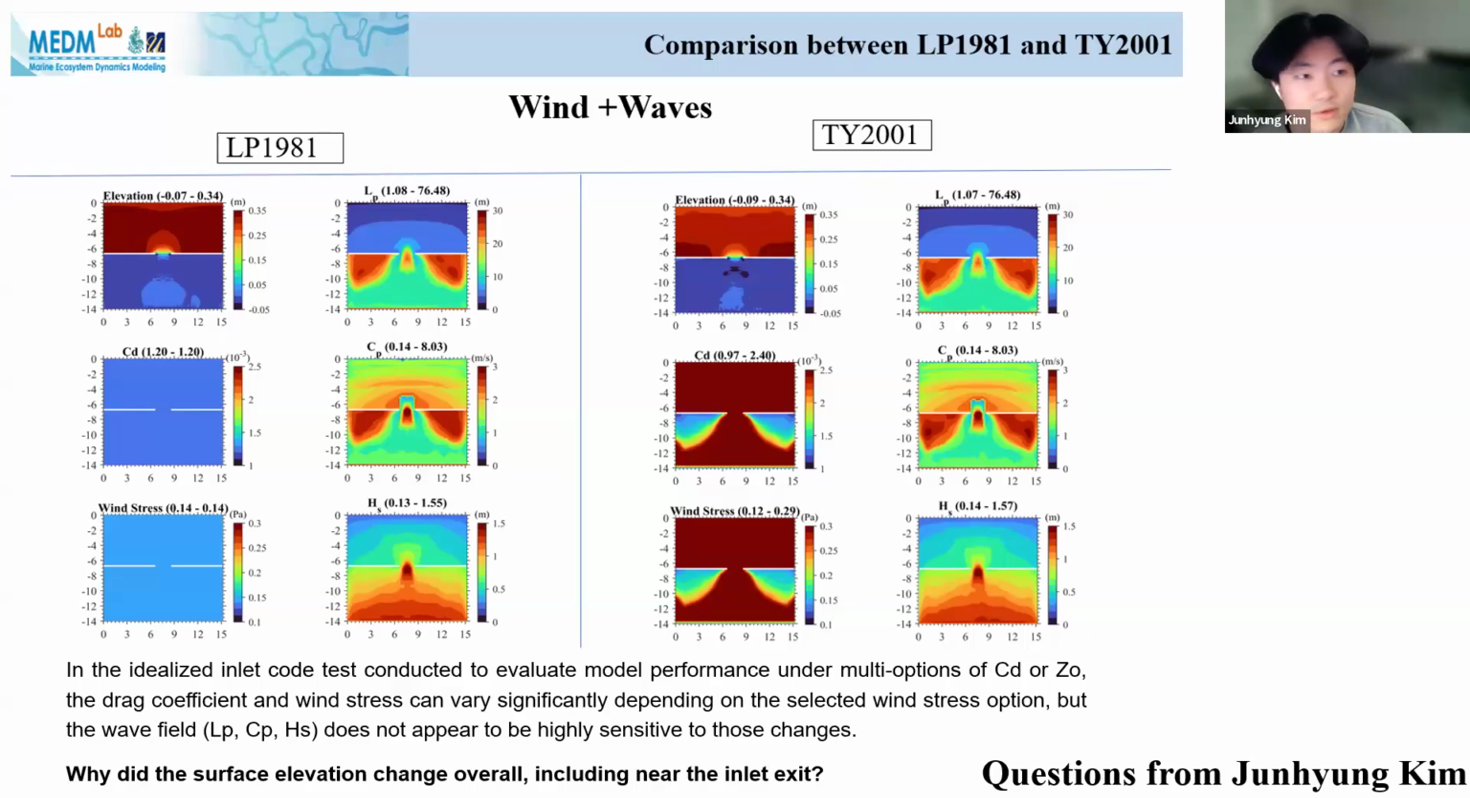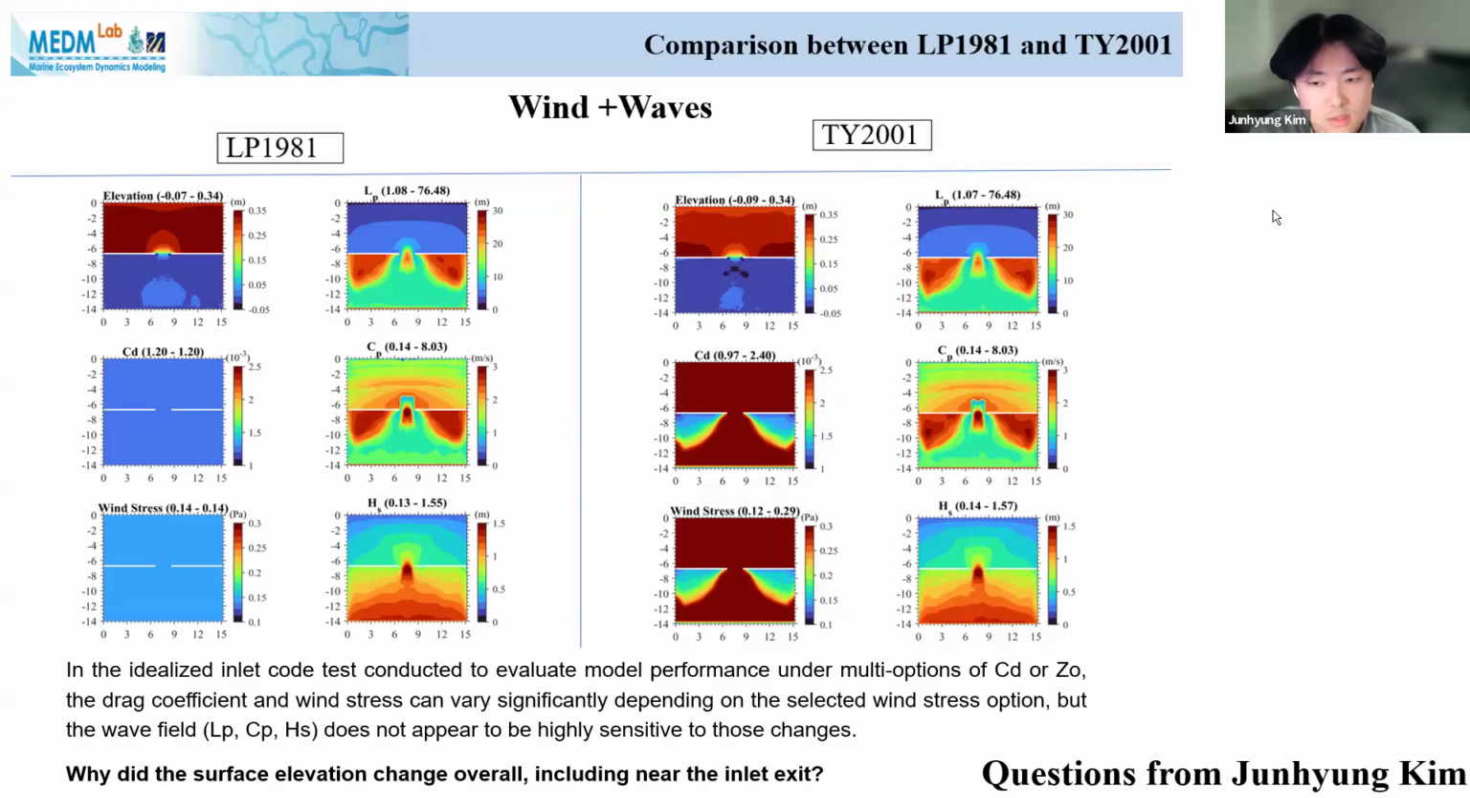Hi everyone. In this lecture, it introduced the idealized case to quantitatively check how the wind stress option affects the FVCOM results. On the screen, that is the inlet grid, and the x-axis is the open boundary where the S2 tidal forcing is applied and wind comes from the north. Here it compared two wind stress options, called LP 1981 and TY 2001.